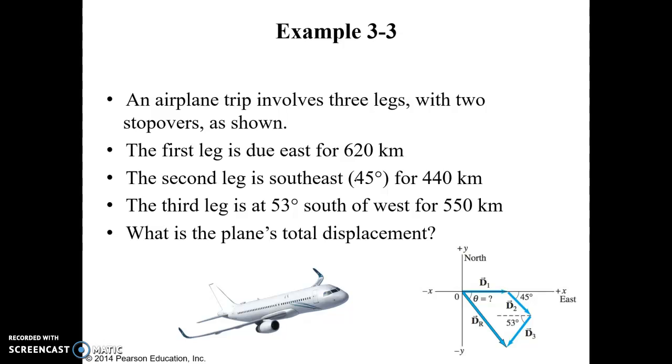And then the third leg is 53 degrees south of west. So meaning that if we started with due west, and then we come down from that clockwise 53 degrees, that's the direction we're talking about, 53 degrees south of west, and that distance is 550 kilometers. What is the total displacement?